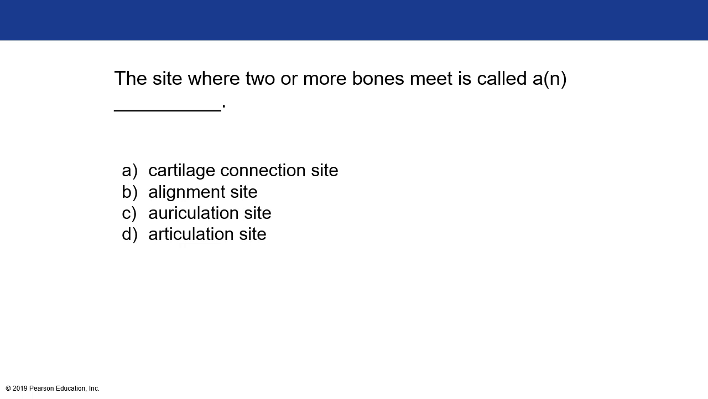So here is another question that you're going to have for next time, right? The site where two or more bones meet is called what? Oh, this is a little tricky. Articulation, what is that? I don't know, but articulation, that's the answer you're looking for. Right, so that's articulation, the same thing as a joint.